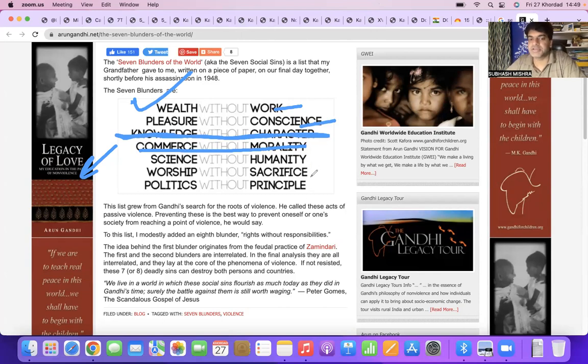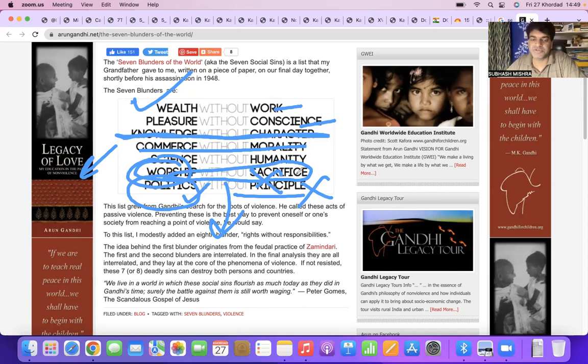You can actually relate this. Politics without principles. So good politics, professionally competent politics without principle is a sin. Worship without sacrifice. Without sacrificing for something, you are doing worship, you are not ready to serve mankind. So that is professionally competent rituals, but not ethically competent sacrifice. So you are a sinner.